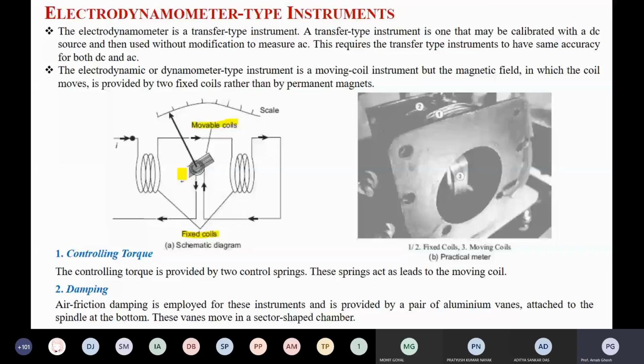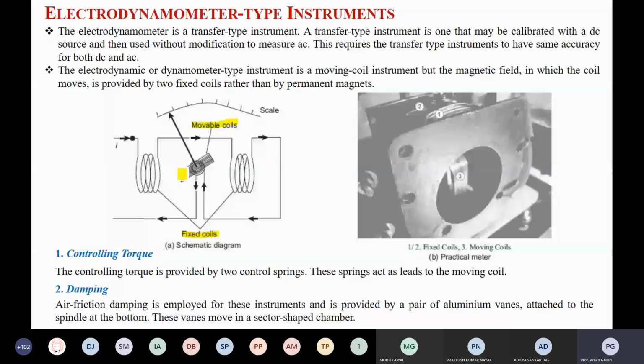So what is the most important feature of this electrodynamometer type instrument? The electrodynamometer is a transformer type instrument. A transformer type instrument is one that may be calibrated with a DC source and then used without modification to measure AC. This requires the transformer type instrument to have the same accuracy for both DC and AC. That's the basic concept.